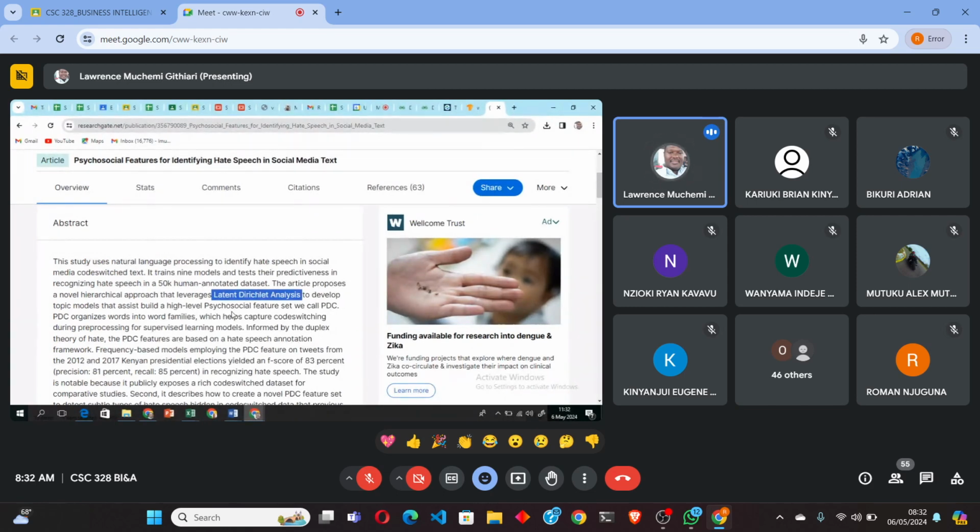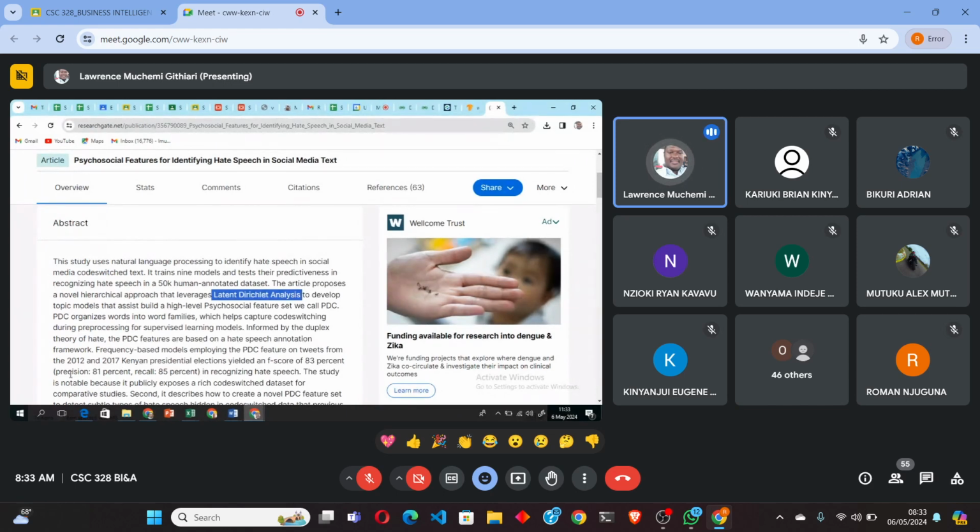So we used latent Dirichlet allocation to develop topic models that assist in building a high-level psychosocial feature set that we call PDC. So PDC was organizing words into word families, which helps capture code switching during preprocessing for supervised learning models. It was informed by the duplex theory of hate. The PDC features are based on a hate speech annotation framework. So it goes on to explain how it did it. So frequency-based models employing PDC features on tweets from the 2012 to 2017 Kenyan presidential elections yielded an F-score of 83%.